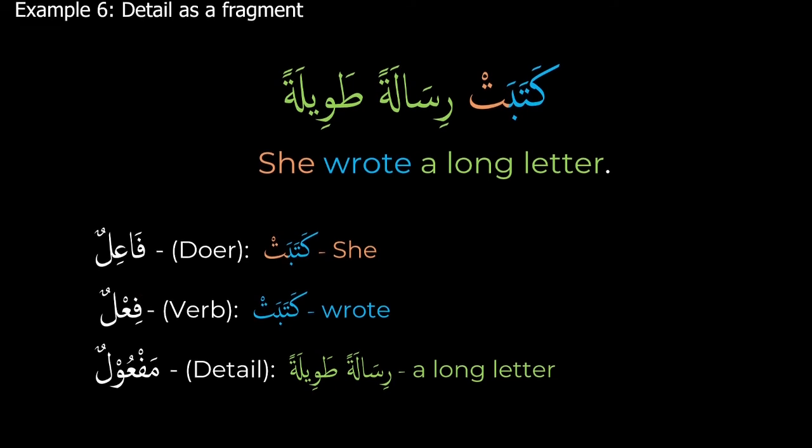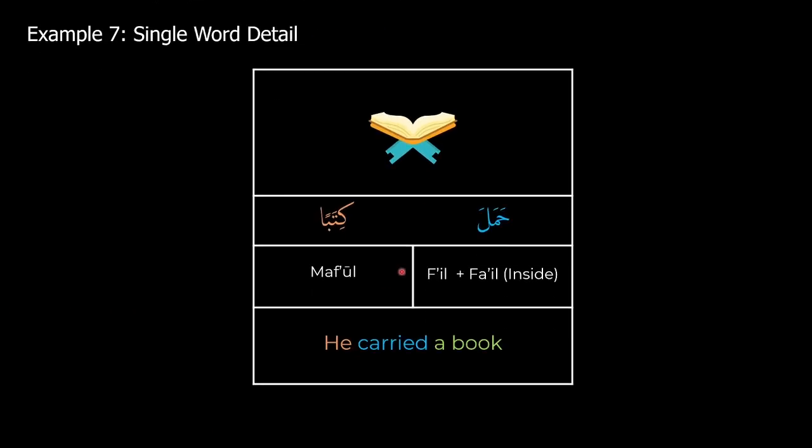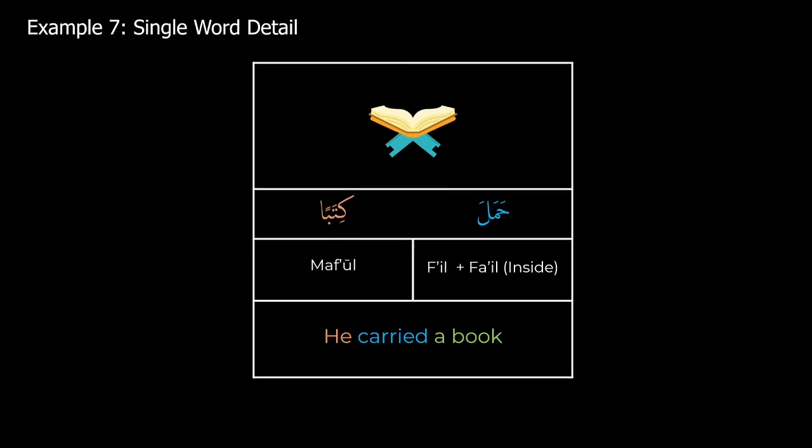So let's go over a few examples. So here we have an example with the maf'ul as a single word, hamala kitaban. So hamala is going to be our fi'il, and the fa'il is inside, which is going to be huwa, which is he, and our maf'ul is kitaban, and we know this because it's in a state of nasab, so this becomes he carried a book.